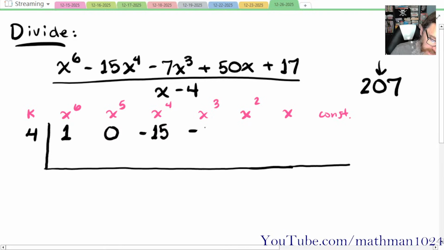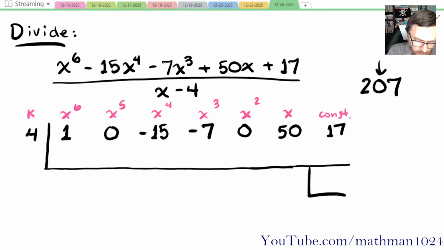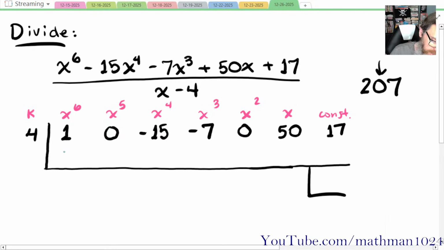All right, then I have minus 7x to the 3rd plus 50x. So I jump all the way over here, which means I have another 0 for x squared. My constant is 17. And then I'm going to be trying to find what that remainder is. Well, not that it's asking me for the remainder, but just making sure I kind of separate that off to the side there. All right, first things first is we just bring down the leading coefficient, just as we see it. That's a 1.